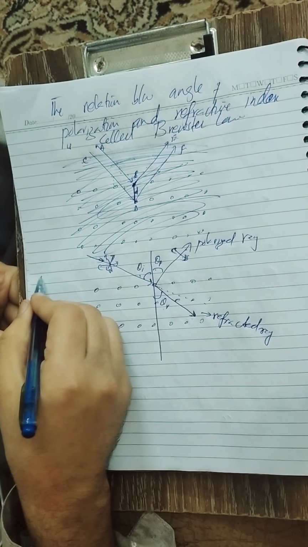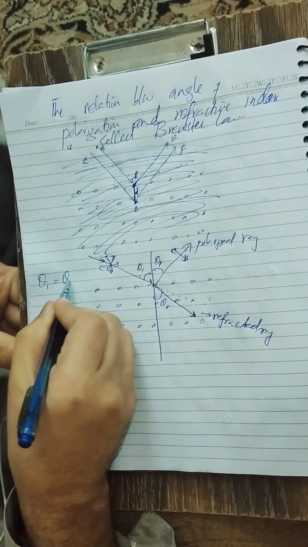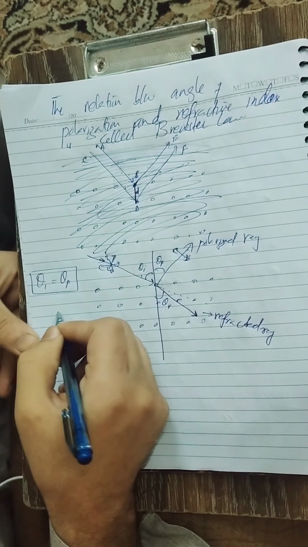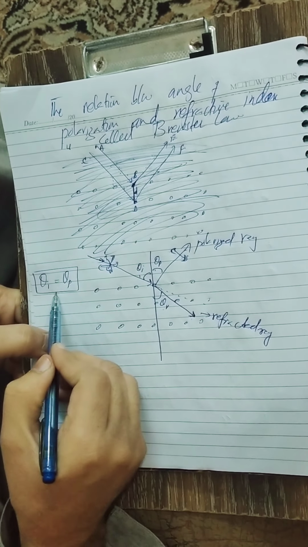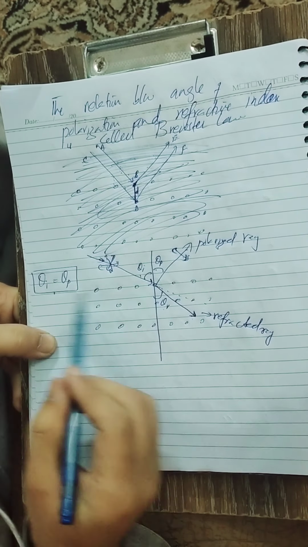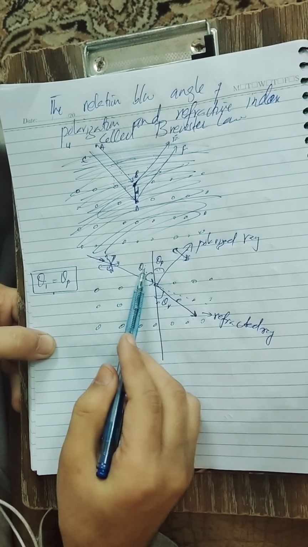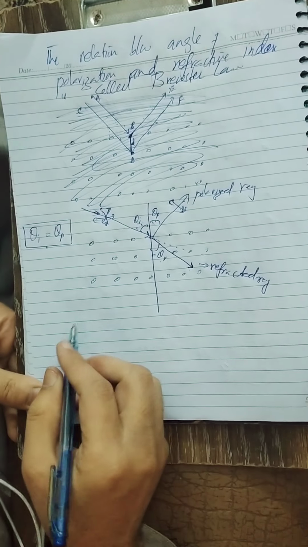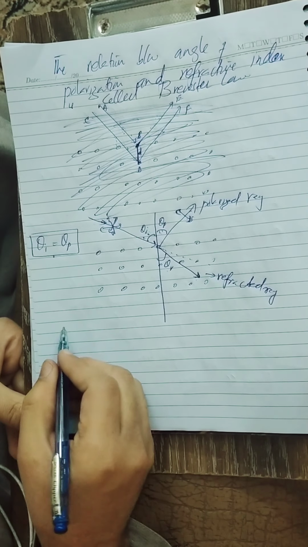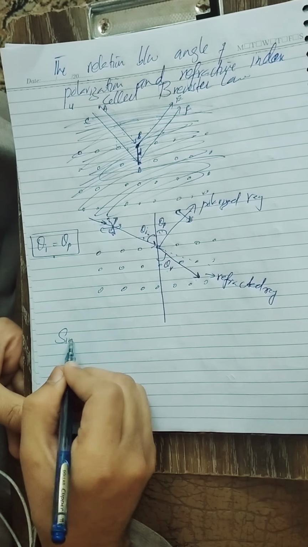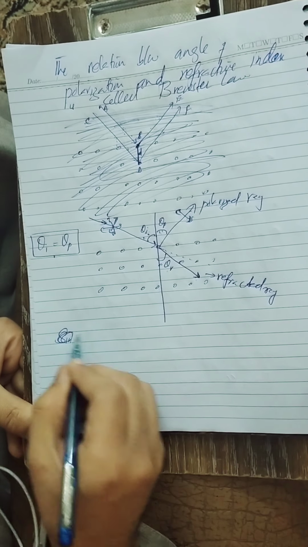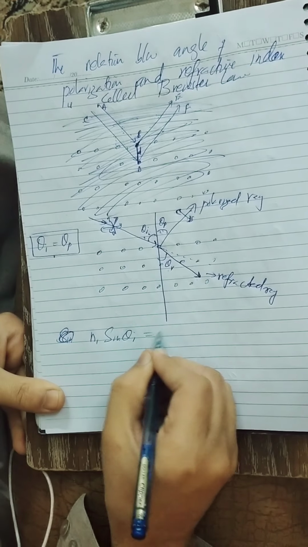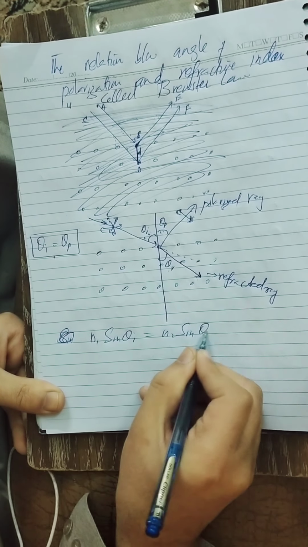According to the laws of reflection, which we have studied, the incident angle and the reflected angle are always equal. This law was presented by Ibn al-Haytham. The incident angle and the reflected angle are always equal. And according to Snell's law, n1 sine of theta of incident is equal to n2 sine of theta of refraction.